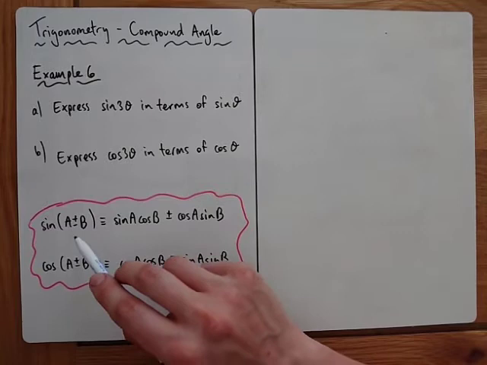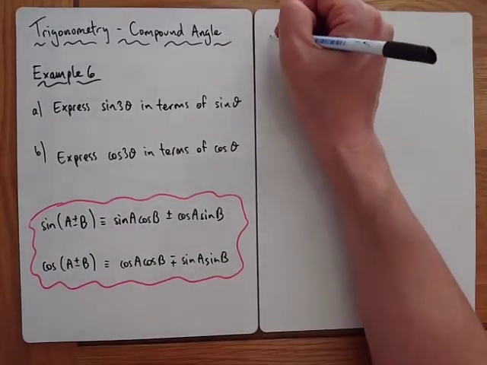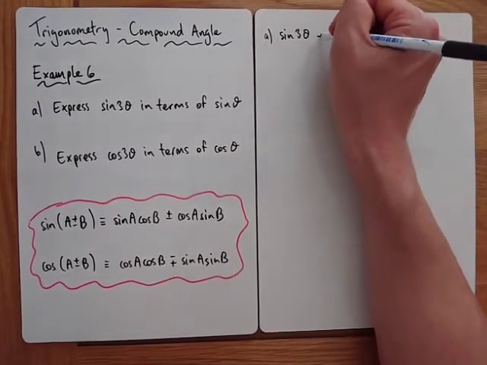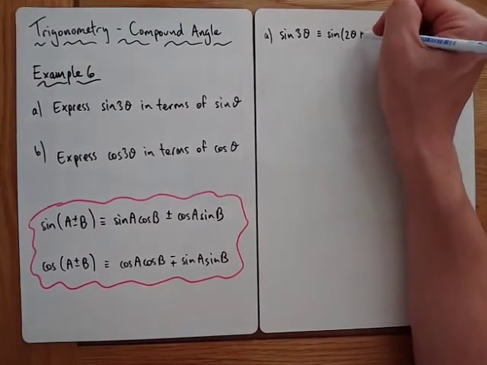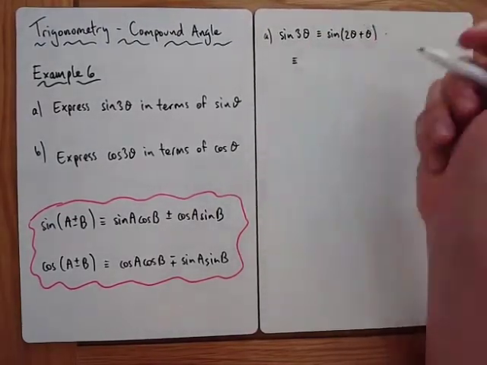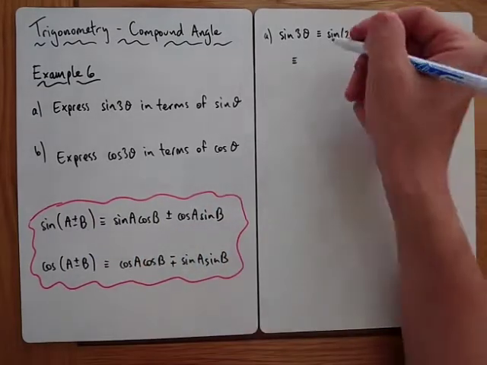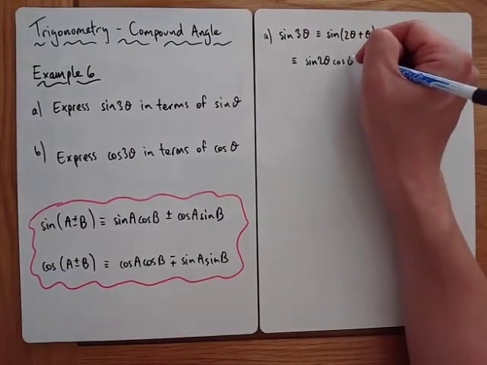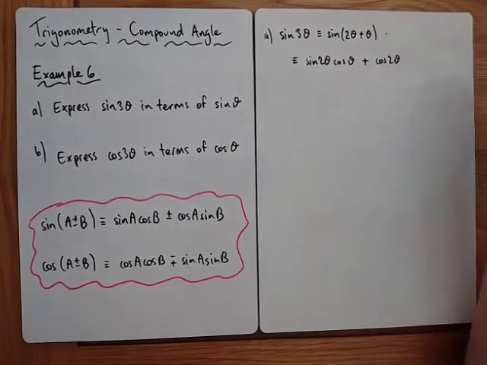What we're going to be using is this compound angle identity. We could write sine 3 theta as the same as sine of 2 theta plus theta. And then if we split that up using this identity, we could think about A as being 2 theta, B as being theta, that would be sine 2 theta cos theta plus cos 2 theta sine theta.